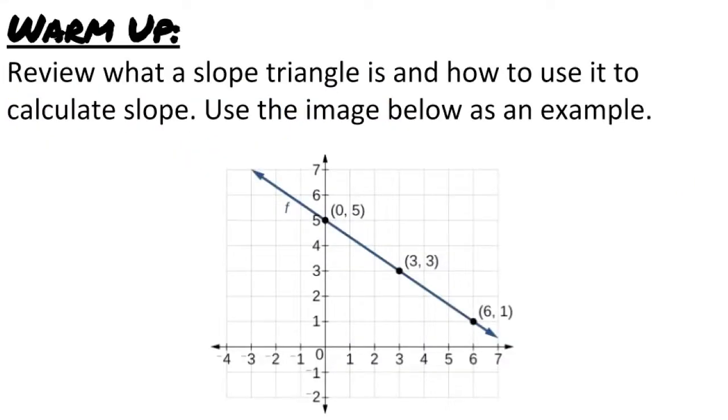All right, so we're going to start off with our warm-up here. So our warm-up is going to be reviewing what a slope triangle is and how we use it to calculate slope. So take a look at this example right here, this image. We've got a line. We want to figure out what its slope is. So if you remember, a slope triangle is a right triangle that we draw along the slope of a line so that we can figure out its slope.